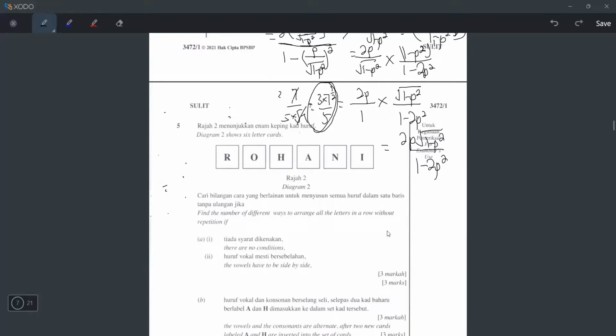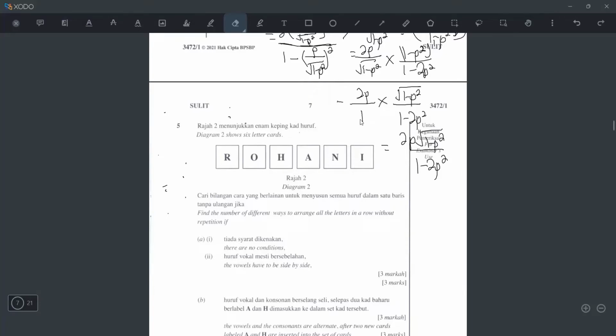So let me check just in case. Did I do number 4 correctly? 2p square root 1 minus p square over 1 minus 2p square. Yes, okay, correct. Okay, I'll erase this. All right, so I hope you understand why you can cancel like this.